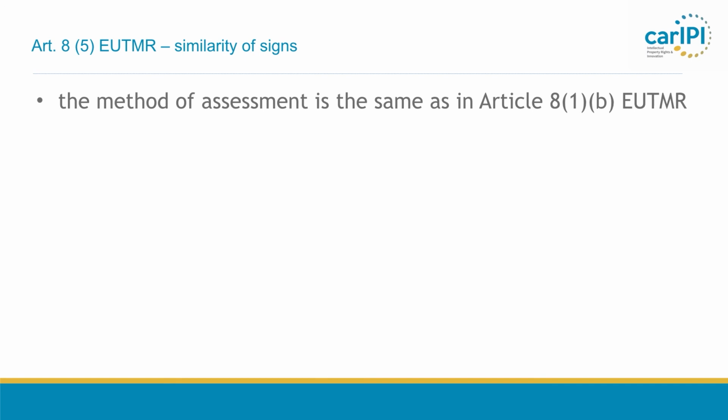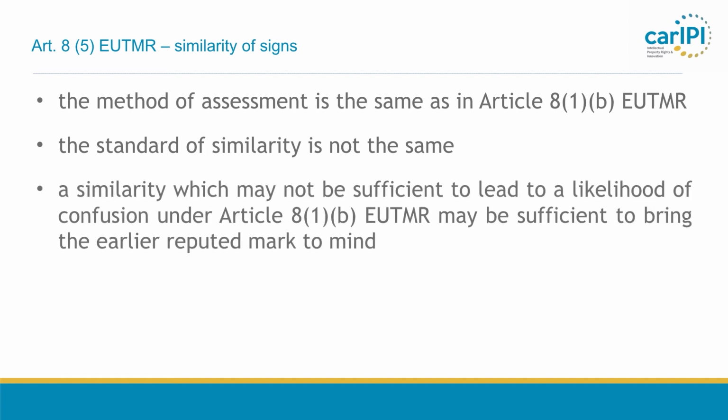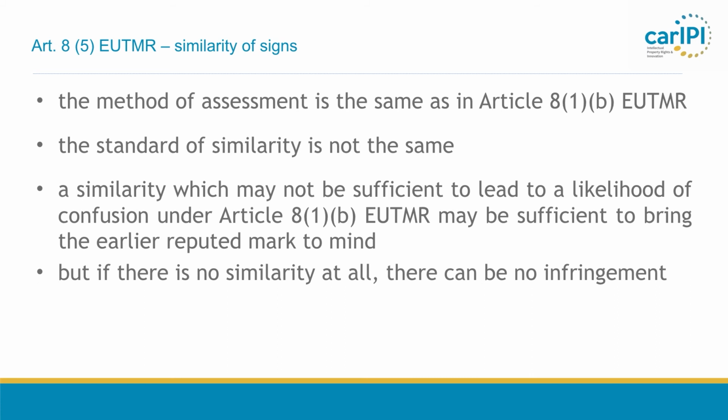The method of assessment of similarity is the same as 8.1b in the likelihood of confusion, and I will talk about this in the next presentation. But the standard is not the same. As I said, similarity may not be sufficient for likelihood of confusion, but may be sufficient to establish a link. This is the similarity, but if there is no similarity, there can be no link, no infringement.